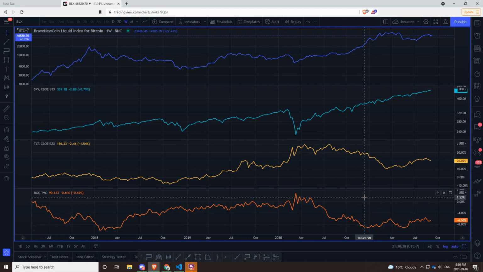And on the bottom, you have the DXY, which is the US dollar currency index. So there is a negative correlation between two different pools. The first pool being risk on assets, and that's going to be the S&P 500 and Bitcoin. And then you have risk off assets, which are going to be the TLT chart, which is the bond value, as well as the US dollar index, which is the DXY, the bottom orange one there.